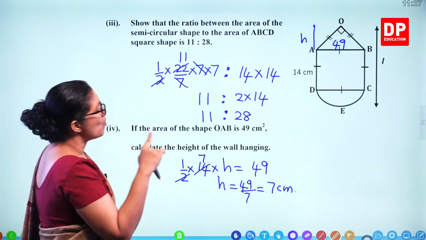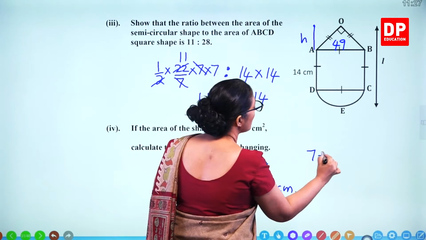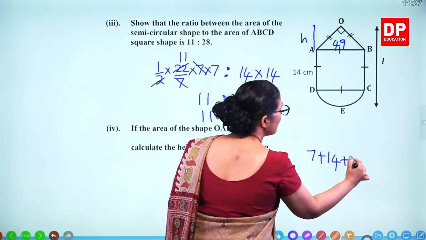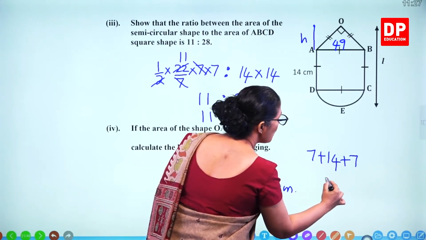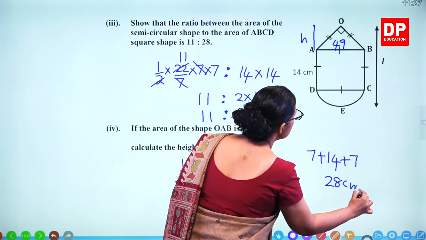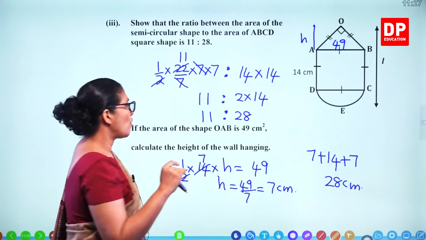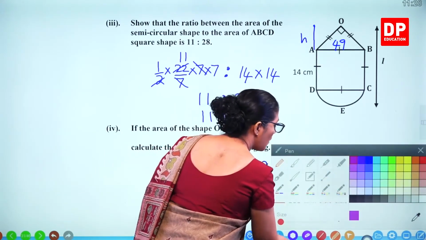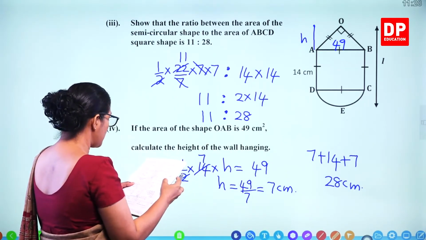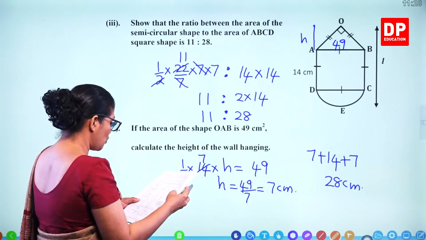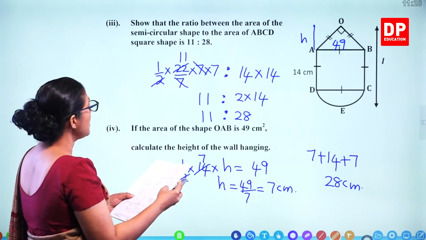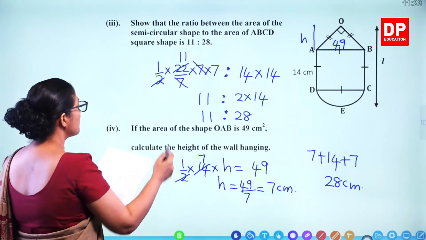So what's the height of the wall hanging? 7 is there, 14. And then this is the radius again, that's 7. So the total is 14 and 14. 28 centimeters is the total height of the wall hanging. So let's give marks. This is the third part. So showing that 11 to 28, that's 4 marks.